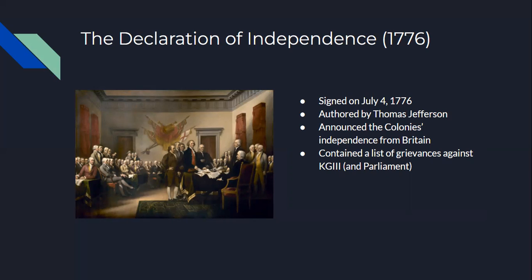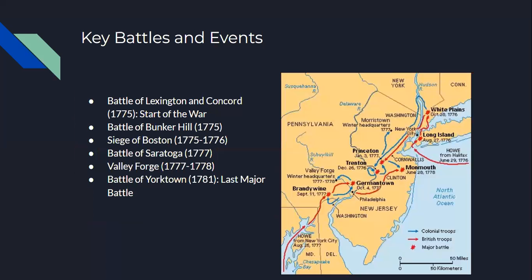However, in a convention in Philadelphia, the Declaration of Independence was developed, authored by Thomas Jefferson, and it announced the colonies' independence from Britain, and also contained a list of grievances against King George III, which was originally supposed to be addressed to Parliament. However, it would be easier for colonists to understand if they just blamed the king instead of Parliament, because Parliament isn't really a figurehead like the king.